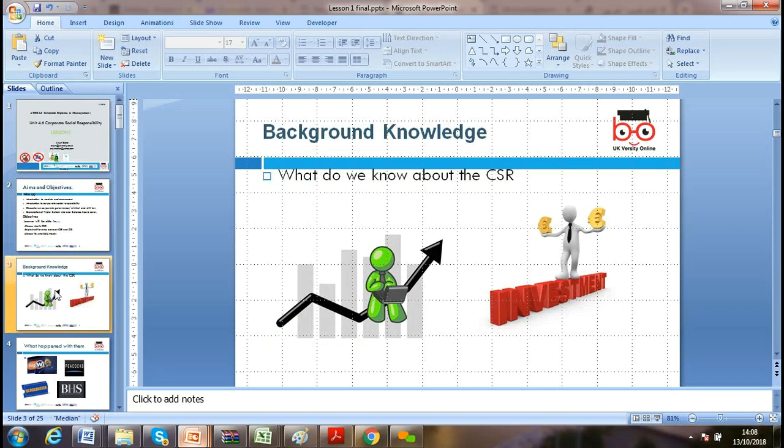And what do you know about CSR? Have you ever heard about CSR? What was meant by CSR before? If you have never heard about it, please do a bit of research. Try to download one company's CSR report. Every company publishes a CSR report.